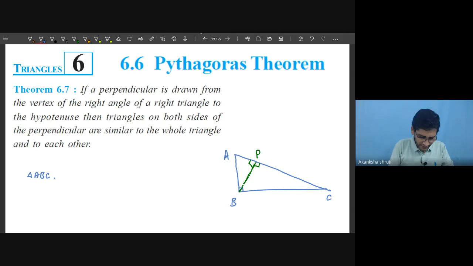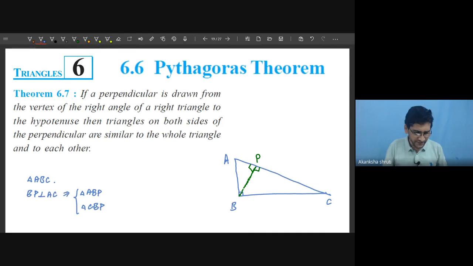If we draw the perpendicular BP over the hypotenuse AC, then the two triangles formed are triangle ABP, or you may write triangle APB, meaning the same thing. The other right angle triangle formed is triangle CBP. So these are the three triangles. So these two new triangles which are formed, these two will be similar to the original triangle, and they will also be similar to each other. This we have to prove.